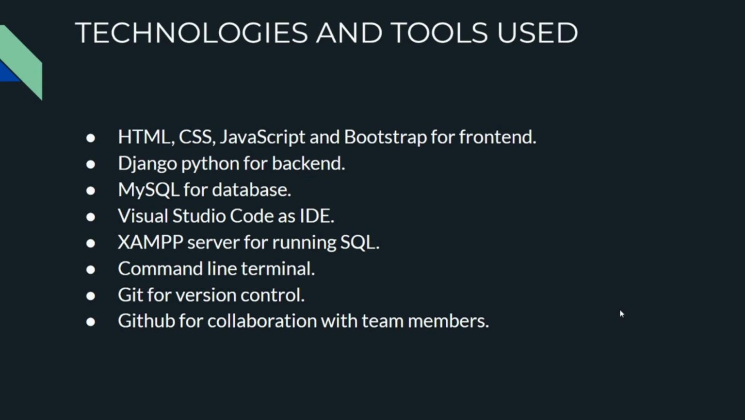So now the technologies and tools that we have used in our project are, for front end, we have used HTML, CSS, and JavaScript, and then for backend we have used Django with Python, and then database MySQL has been used. Some IDEs that we have used are Visual Studio Code, and we have used PyCharm as well. Then exam server is used for running the SQL on the server. Then for command line, we need terminals. Then Git is used for version control, and GitHub also used for collaboration with Shiv.